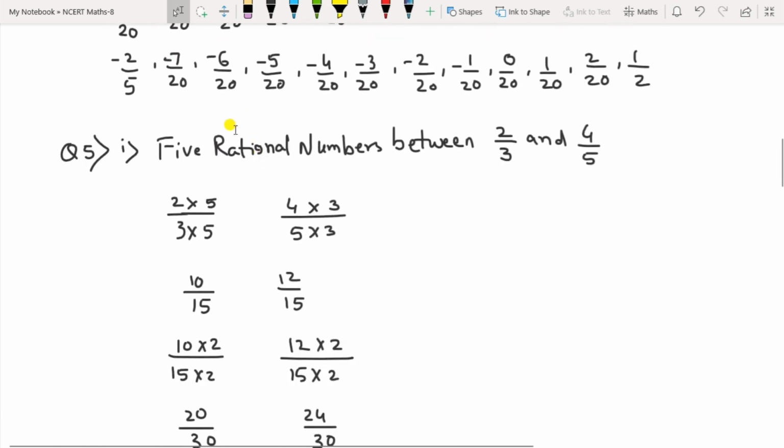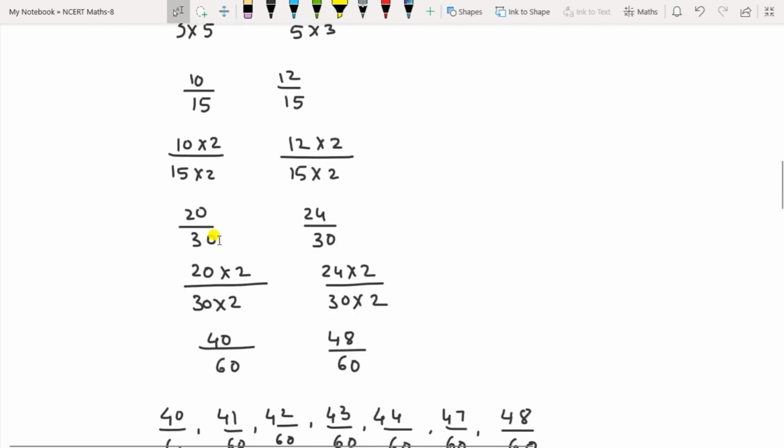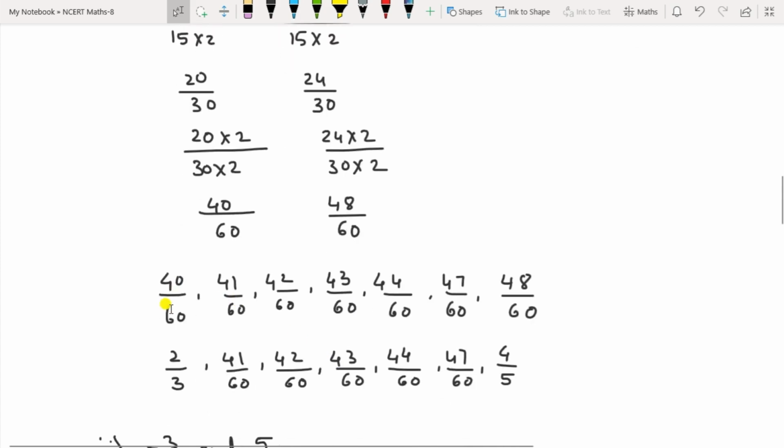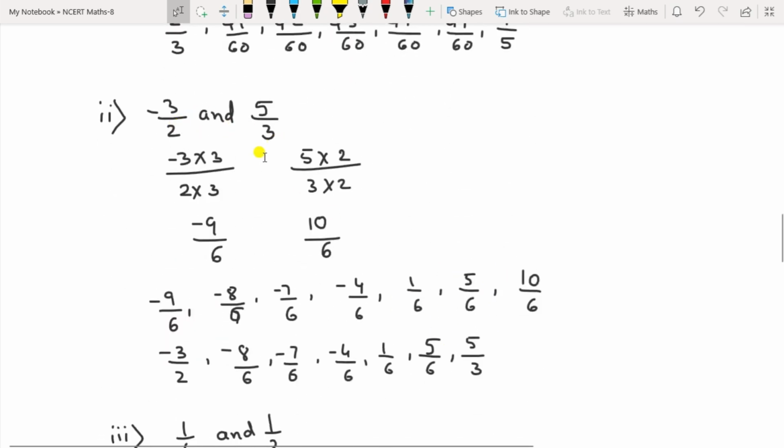Similarly, in the same way you can do 5 rational numbers between 2 by 3 and 4 by 5. First we take the LCM of the denominators and make them the same, and then again change the number if you are not getting enough numbers between the two. So I have multiplied by 2 here again. So this is 40 by 60 and this becomes 48 by 60 on the right hand side, and between those numbers you write any 5 numbers of your choice. Question number 5, second part, same thing again. In the same way you can get these 5 rational numbers between the two given rational numbers.